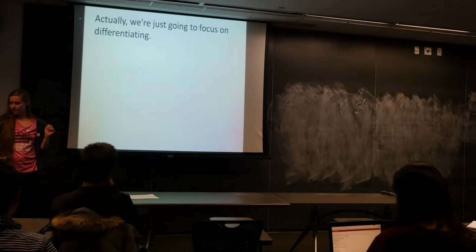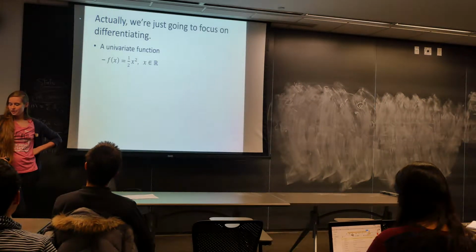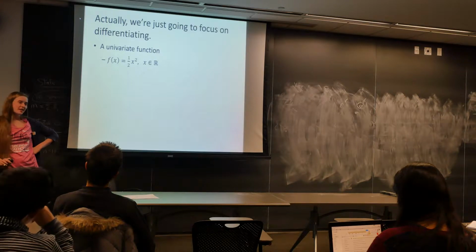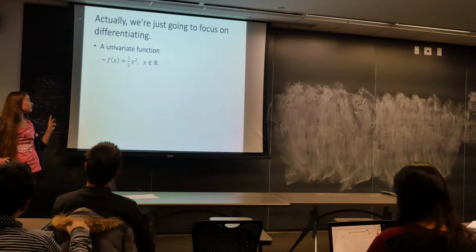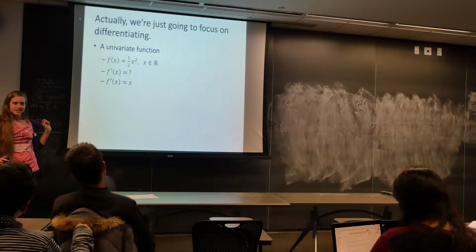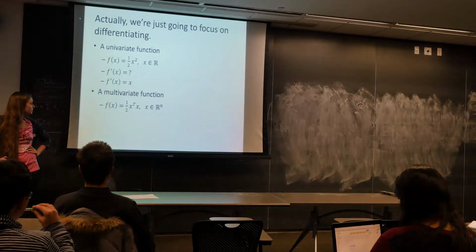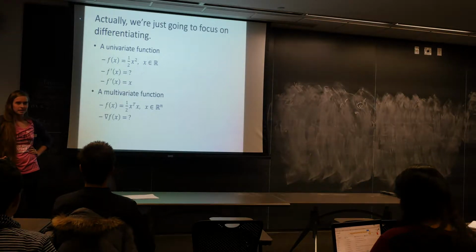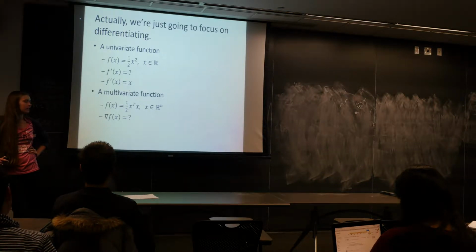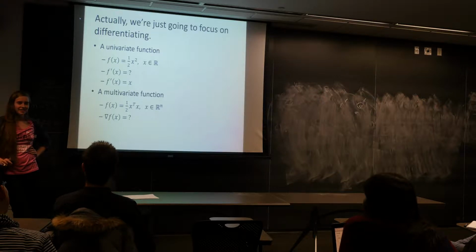To start off, linear algebra, but mostly just differentiating. Does anyone want to shout out the derivative of this univariate function, 1/2 x squared? Yes, that was nice and easy. Now, what about the gradient of this function where x is an n-dimensional vector? Yeah, it's still x. There was more hesitation about that one.